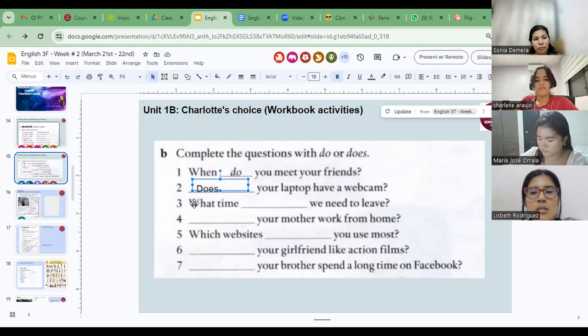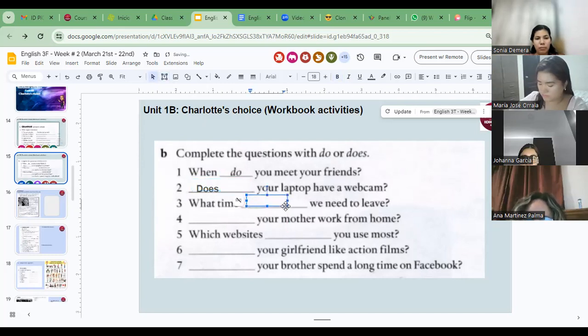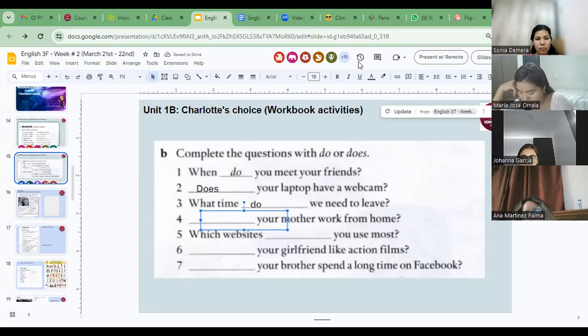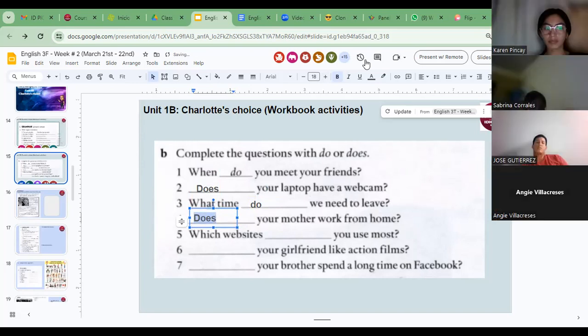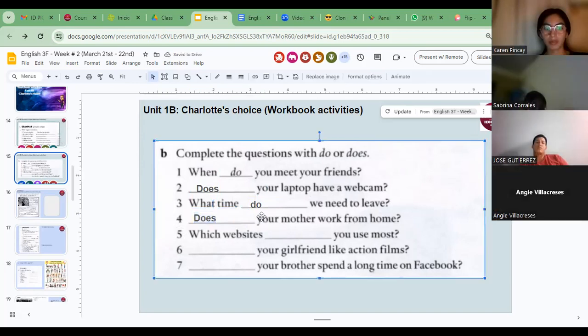What time do we need to leave? Why is it do and not does? Because the pronoun is we. Okay, good. Excellent, Charlene. Because we're talking about we, right? What time do we need to leave? Good. Johanna, number 4. Does your mother work from home? Good, because we're talking about your mother, right? So if it's your mother, it's third person singular, does. Good. Okay, anybody else? Karen, number 5, I'm sorry.